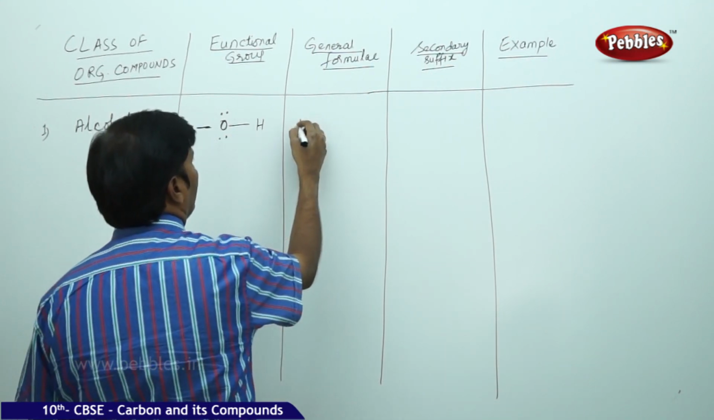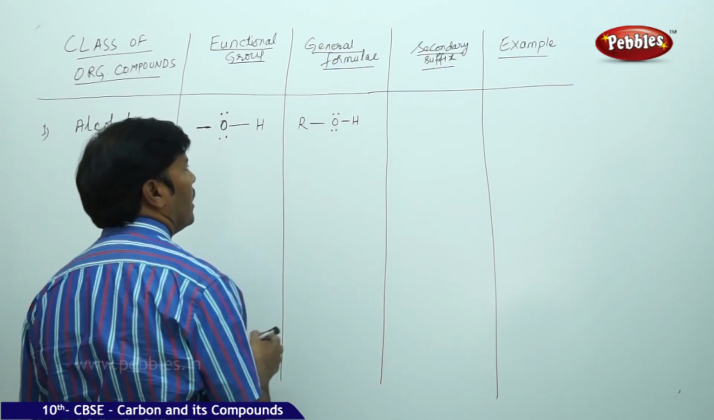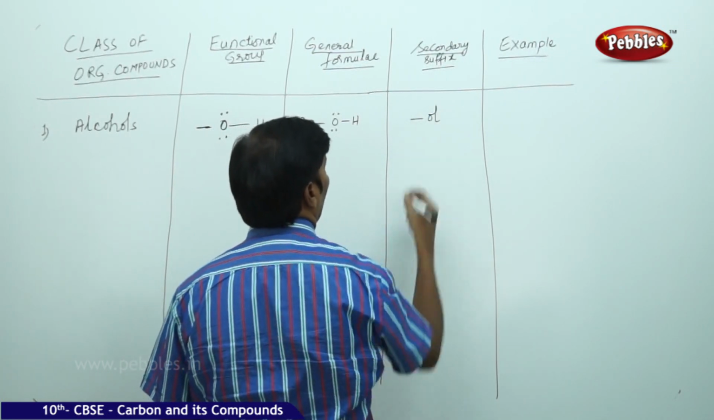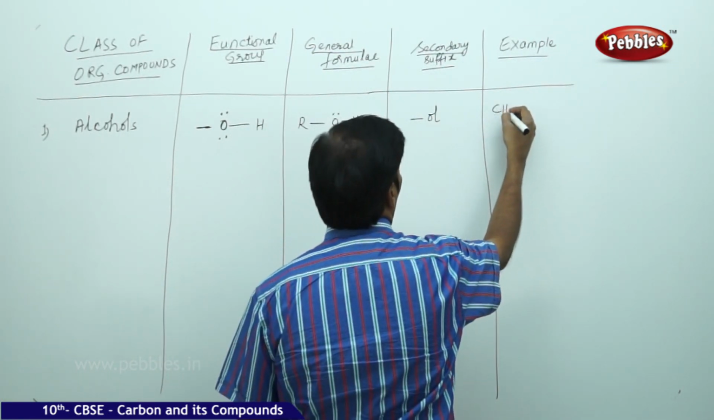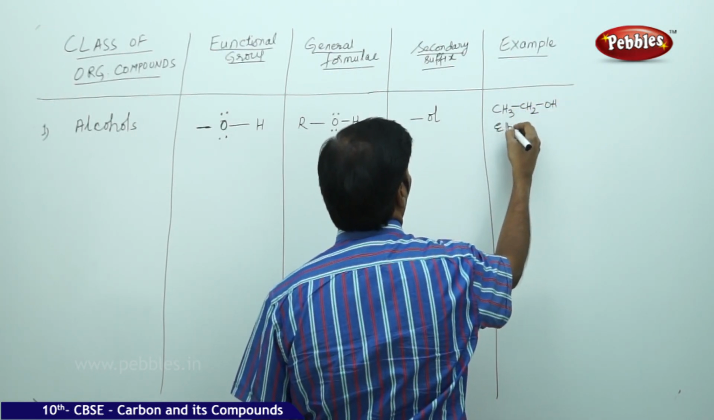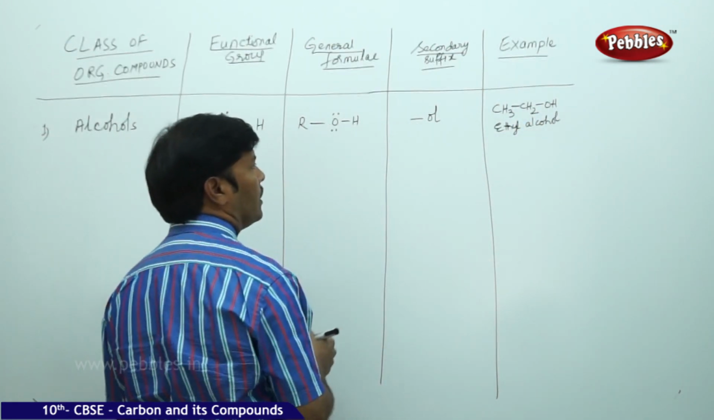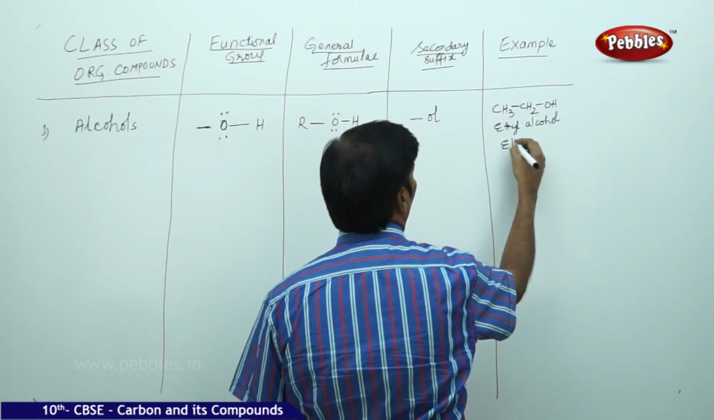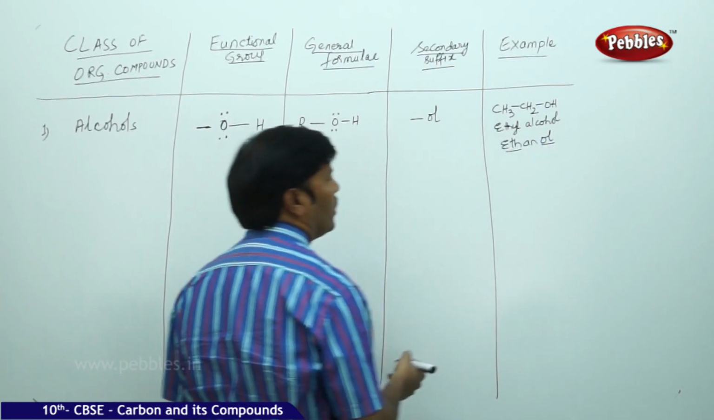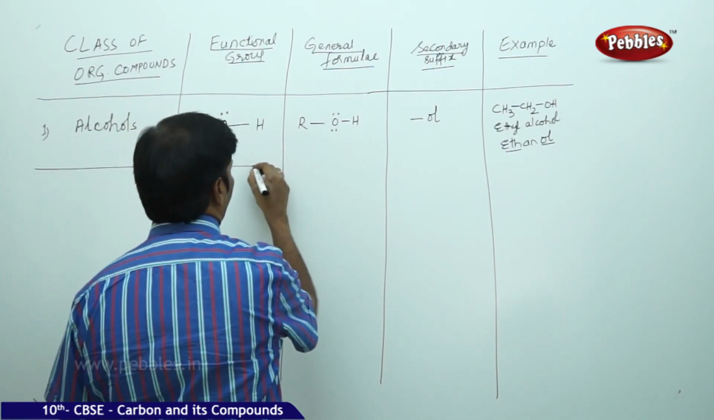And the general formula, you can take ROH. Here R is an alkyl group, an aliphatic alcohol. The secondary suffix is ol. As an example, you can take CH3CH2OH, ethyl alcohol, or ethanol. So this is alcohols. Let us go to the next case.